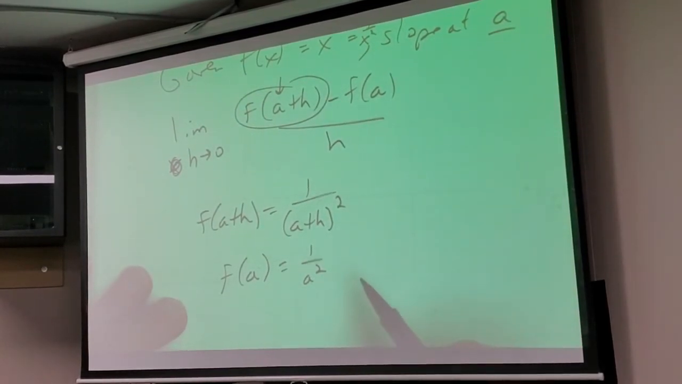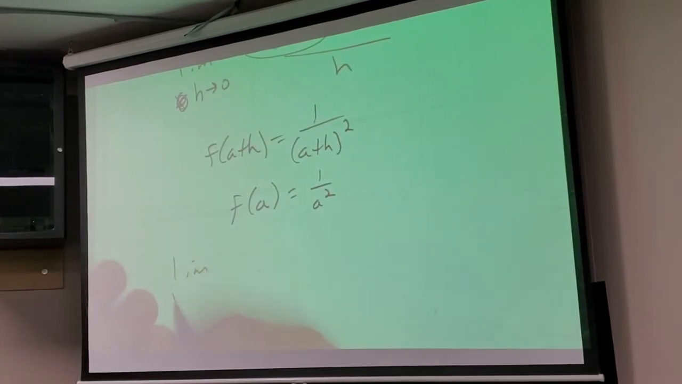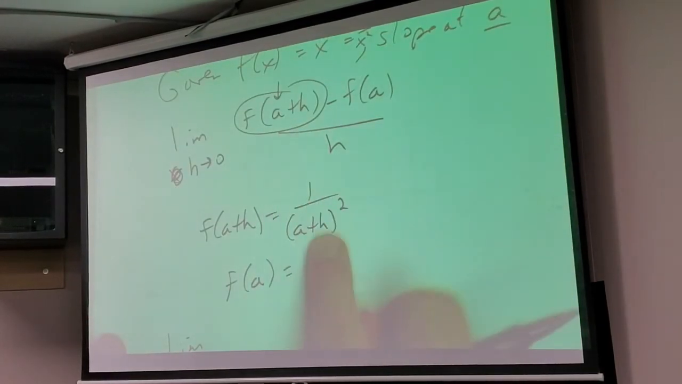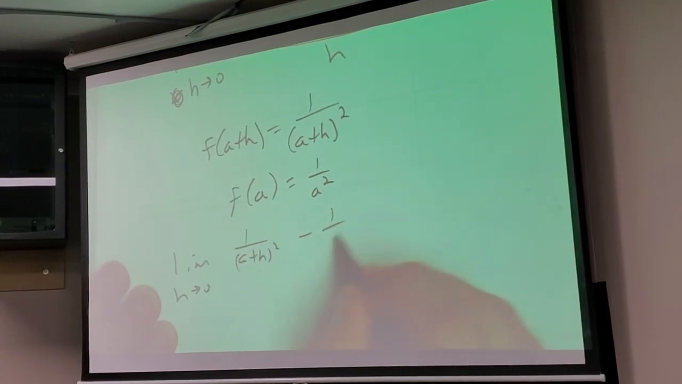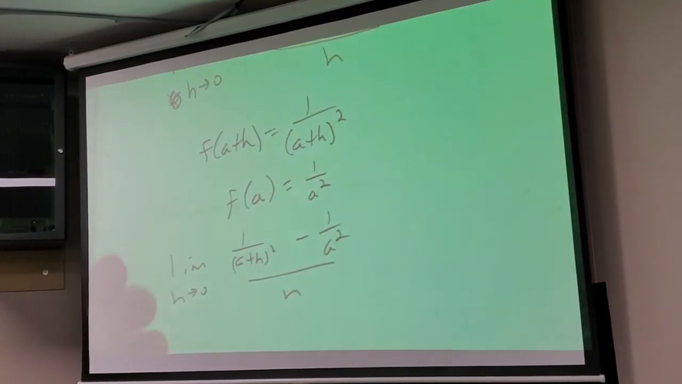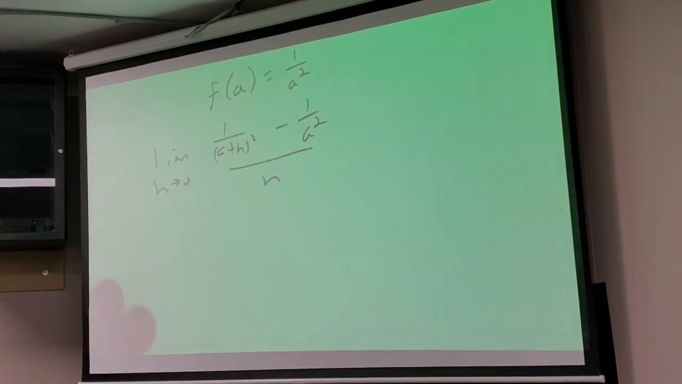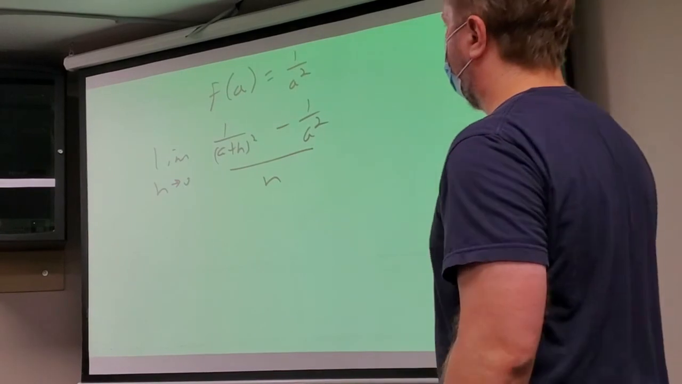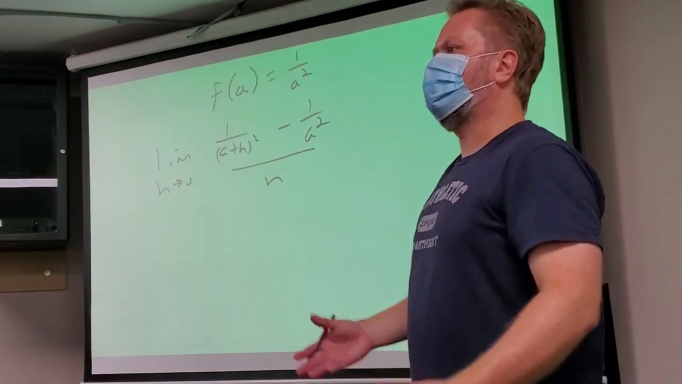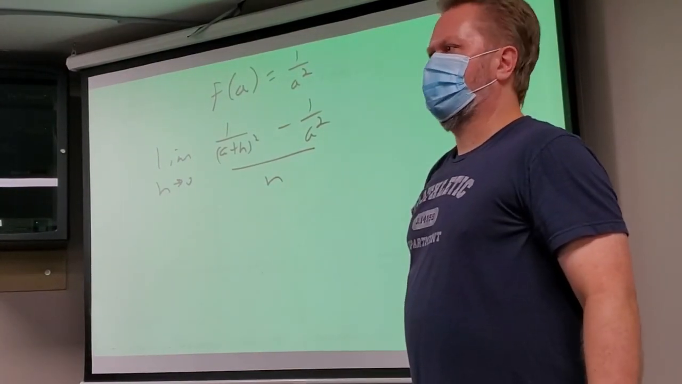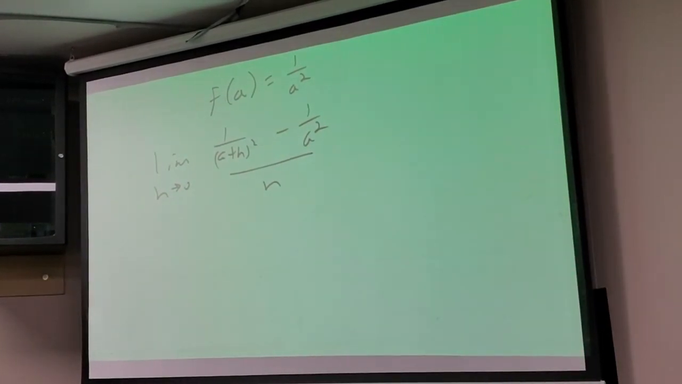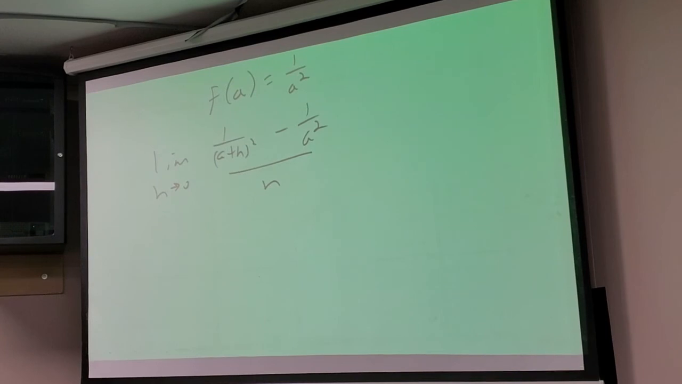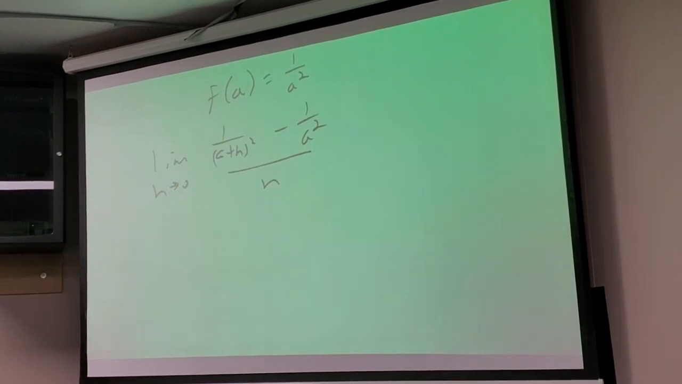So let me throw everything I know in here. I know f of a plus h. I know f of a. So then you're faced with that thing. How do I go from here? Combine the two fractions. When you're not sure and you got these fractional parts, go ahead and try to throw them together and hope something good happens.